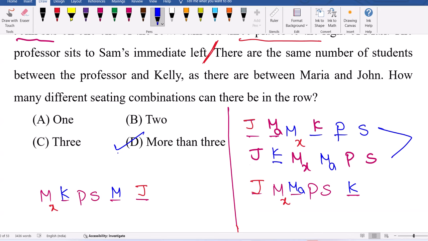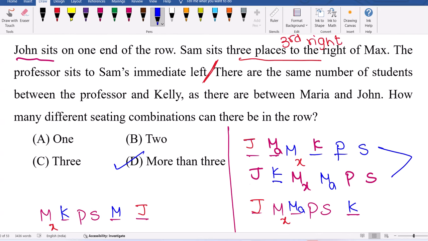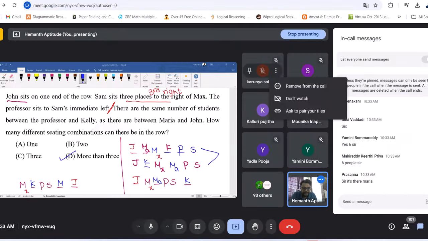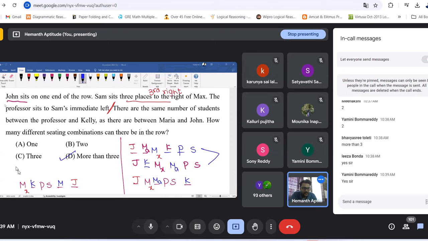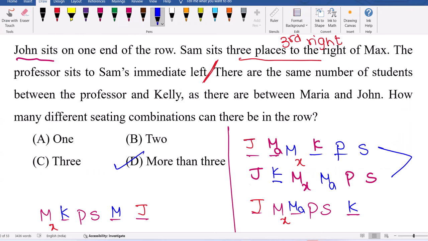So you check it out. Is that okay or not for you? Satisfying all the arrangements, you people can see the screen. More than three. Some people said two, but it's more than three, dear. Perfect. Agreed, right? Excellent.